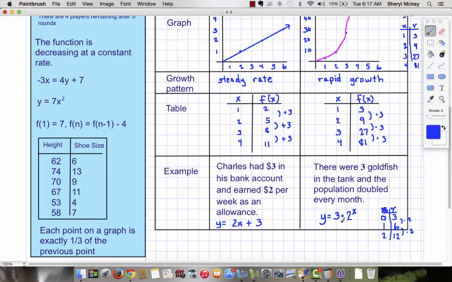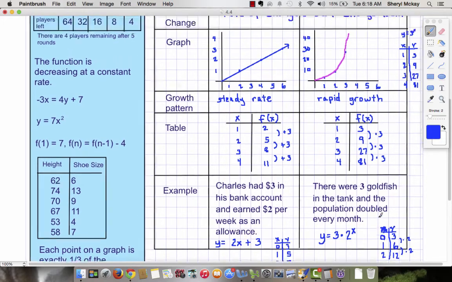Okay? And then, of course, this one, you can say that on week 0, when he just started, he had 3. And after the first week, he had 2 times 1 is 2 plus 3 is 5. And on the second week, he had 4 plus 3 is 7. So that's how it shows up in a table.